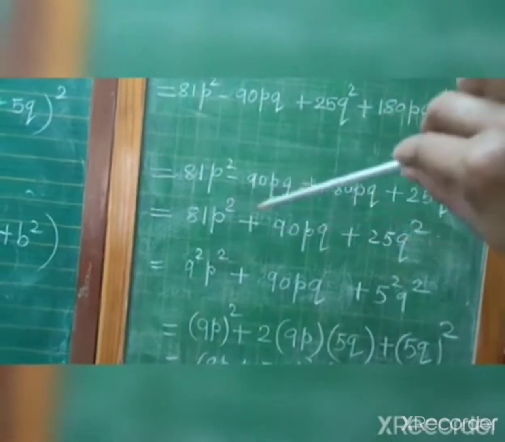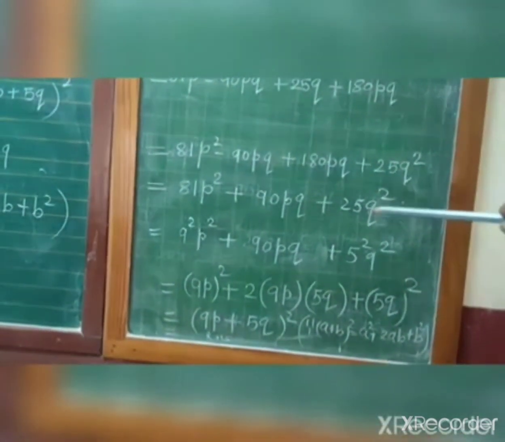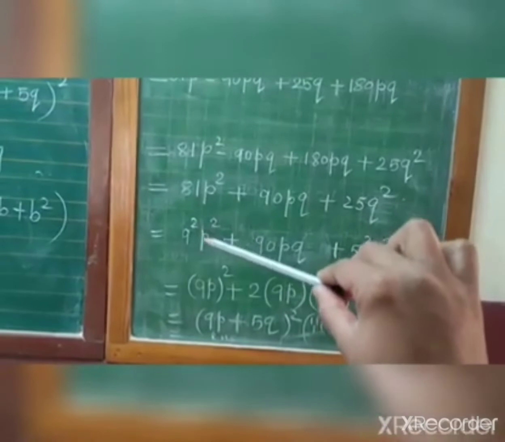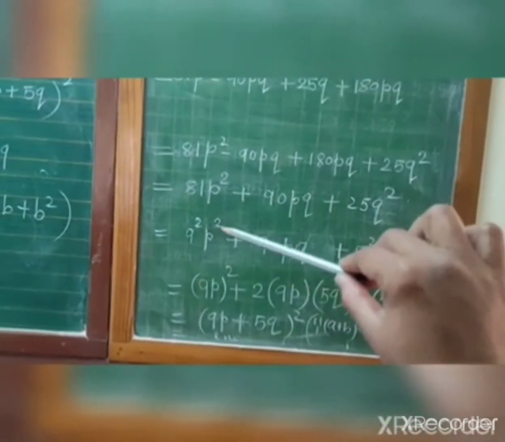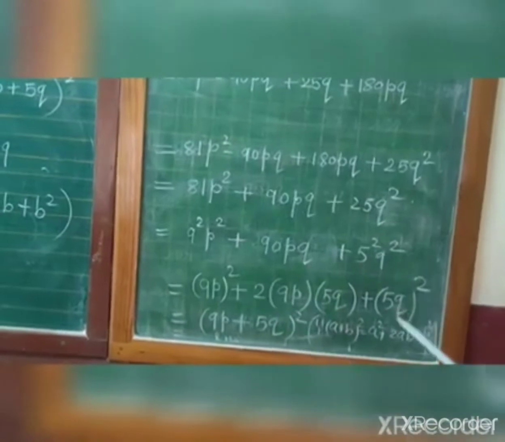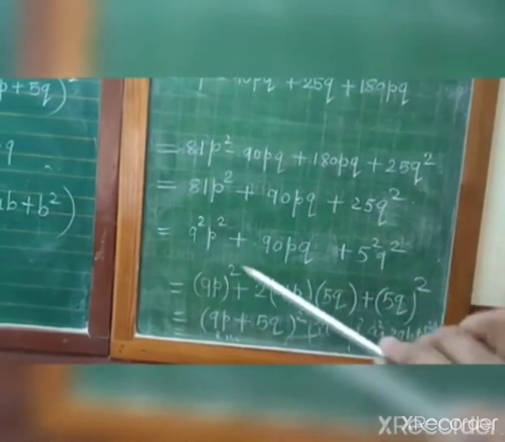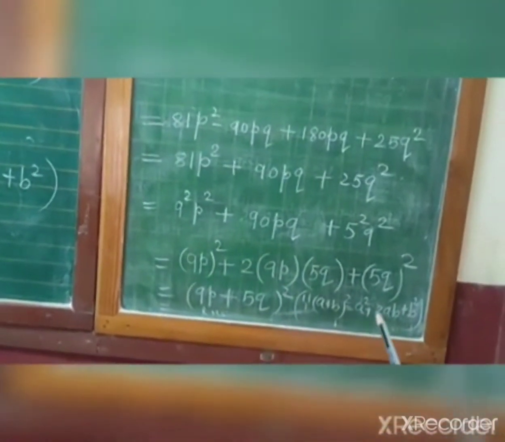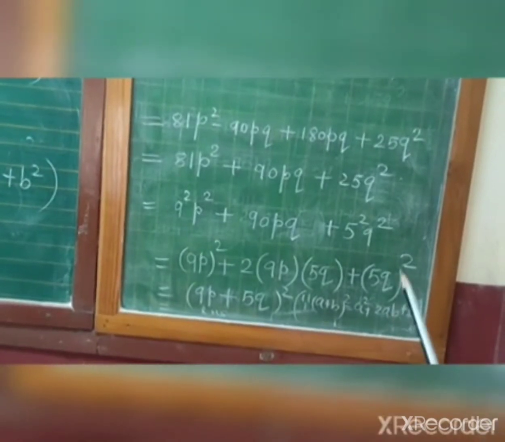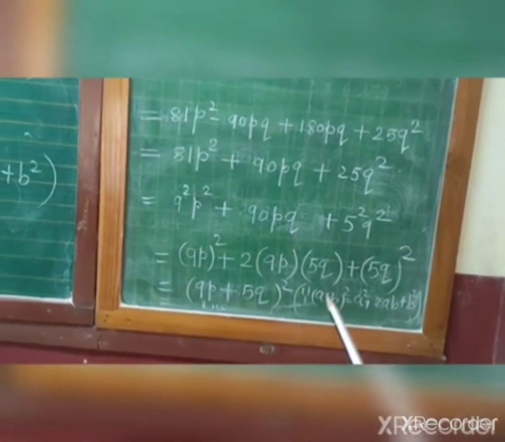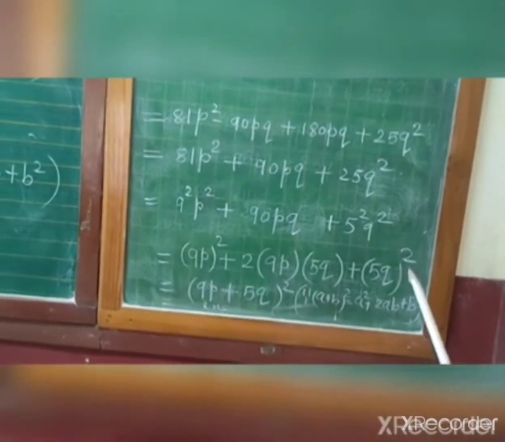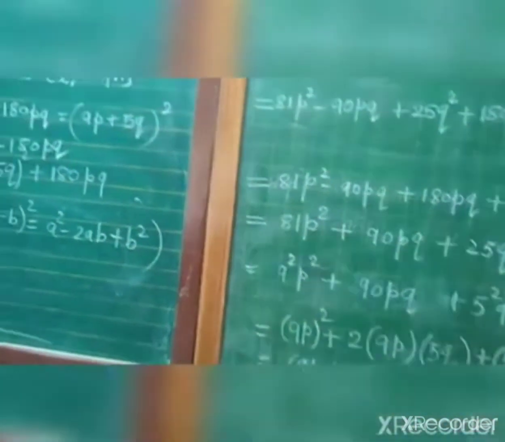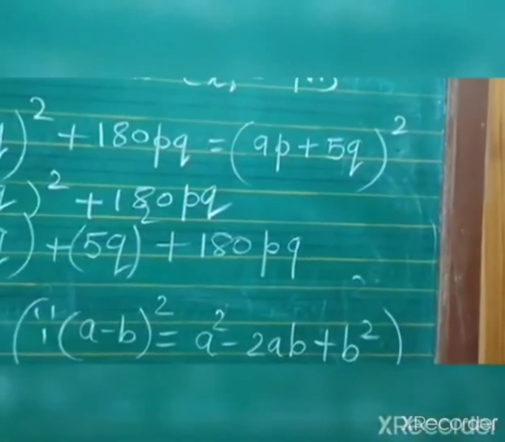So 81p square plus 90pq plus 25q square. 81 is 9 square, p square, plus 90pq as it is, and we can write 25 in the square form, 5 square q square. So both the variable and the number have power 2. So 9p whole square plus 5q whole square. So 2 into a into b with positive sign. The formula is a square plus 2ab plus b square. If there is a square plus 2ab plus b square, we can write a plus b whole square. So a is 9p, b is 5q. So 9p plus 5q whole square, that is RHS. You can see the RHS here.